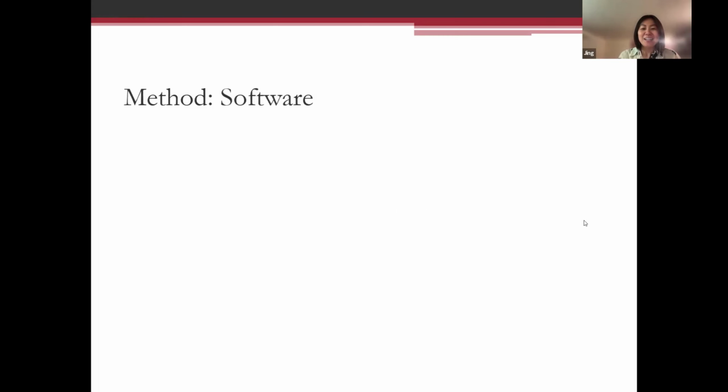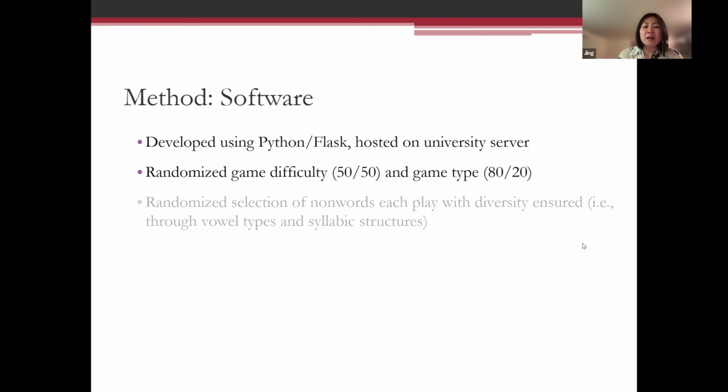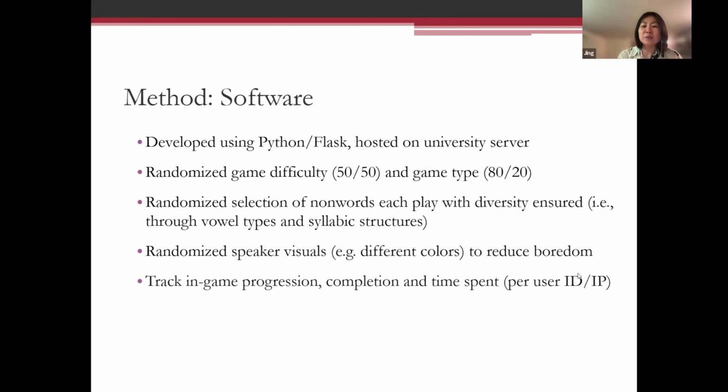As for the game, this is a part of the job that my colleague Luis has done. He used Python and a package. So the whole game can now be hosted on the university server from the VU. Basically, we would like to have the game randomized for the difficulty levels, so 50-50.